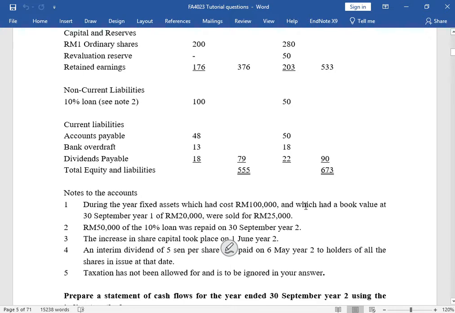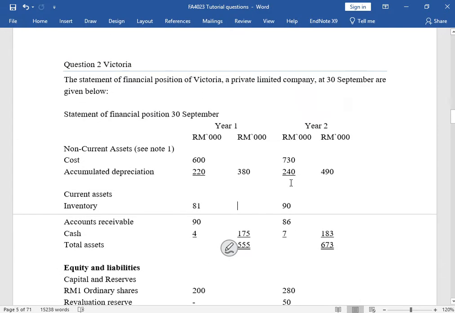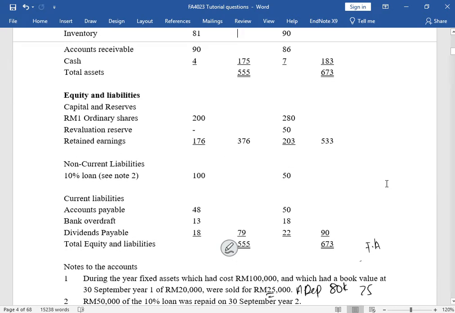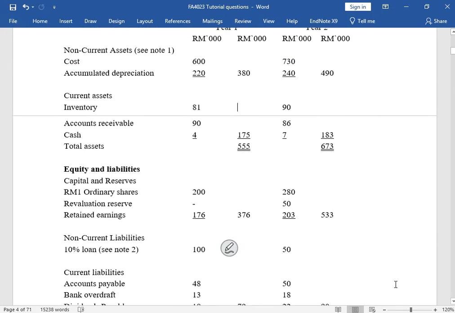So how much is your depreciation? Accumulated depreciation will be 80,000, right? The question says you have sold it for 25,000. Now what are the accounts you need to open? Here you have 3 accounts to open: the fixed asset, non-current asset accounts, accumulated depreciations, and disposal. 3 accounts.